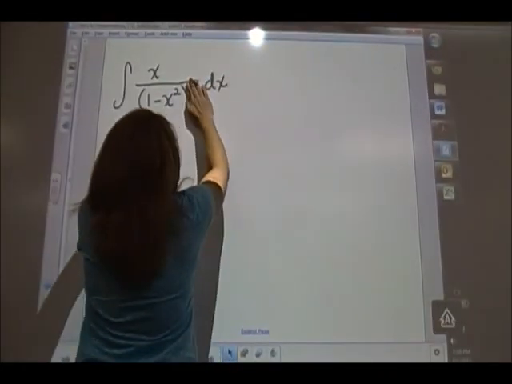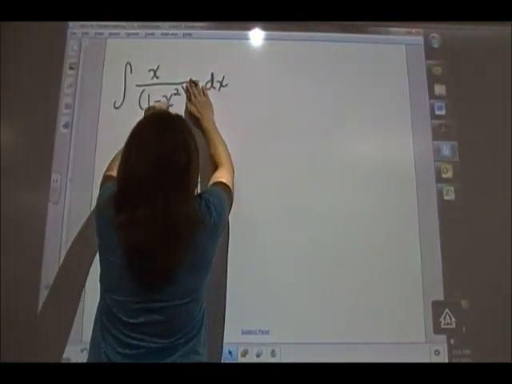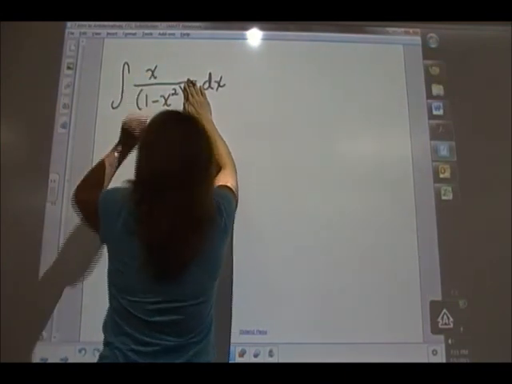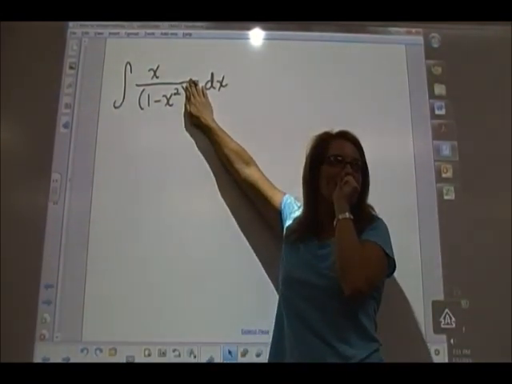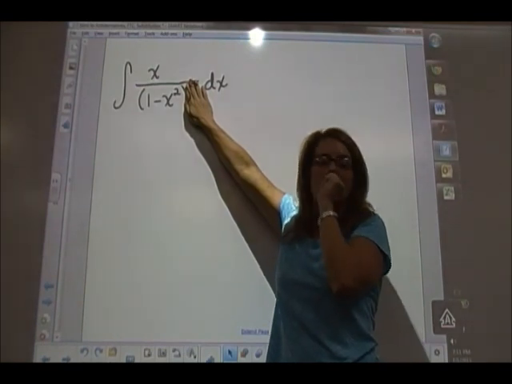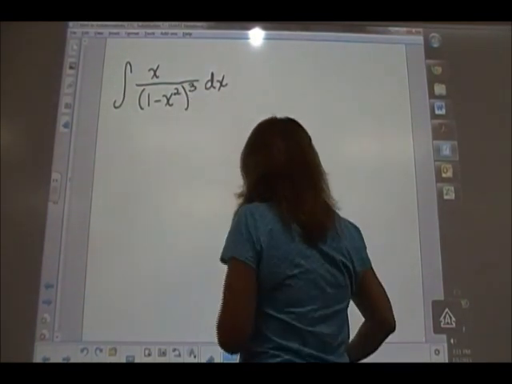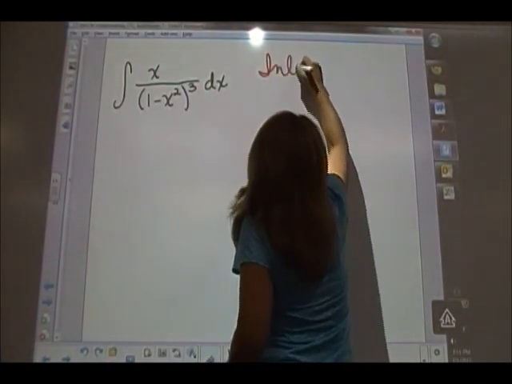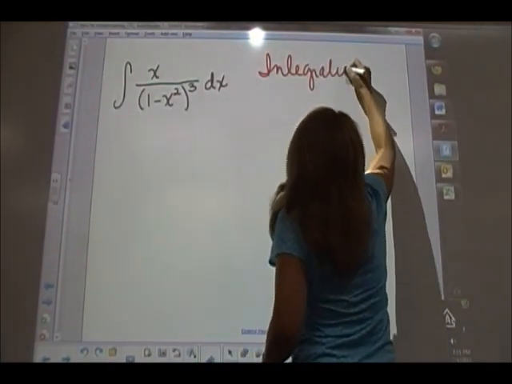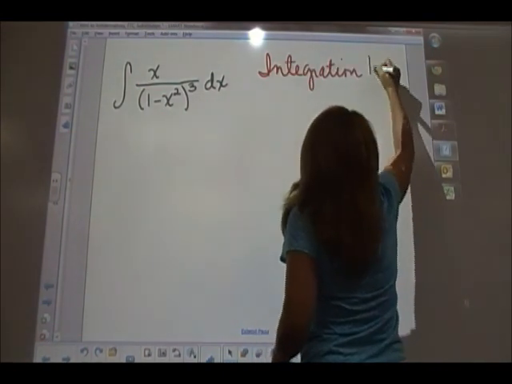Do you see that if I took the derivative of x squared, I would get an x somewhere in there? I'd get negative 2x, but I would get a negative x. Yeah. Okay, so I'm going to do something called integration by substitution.